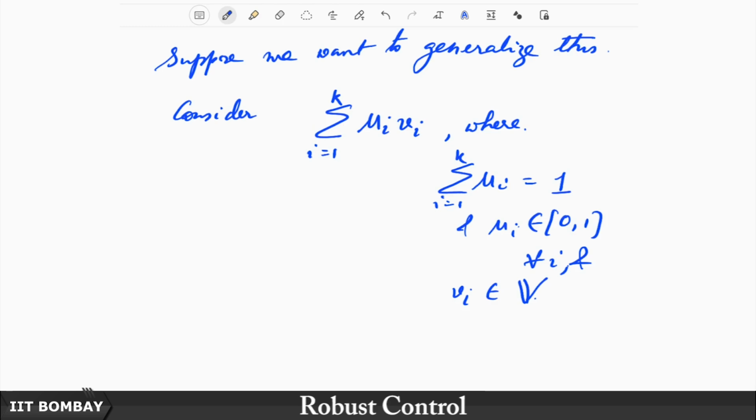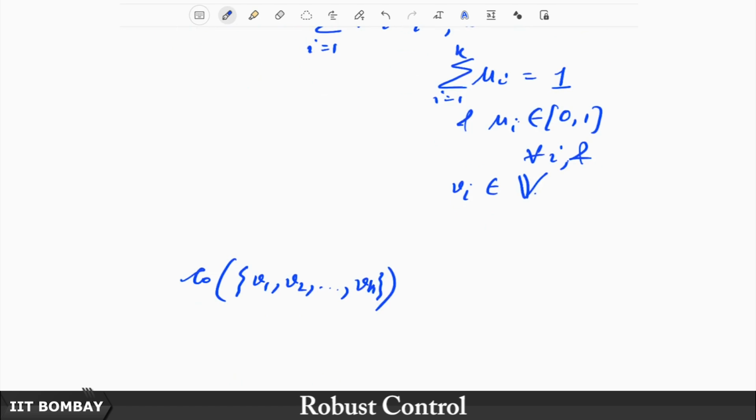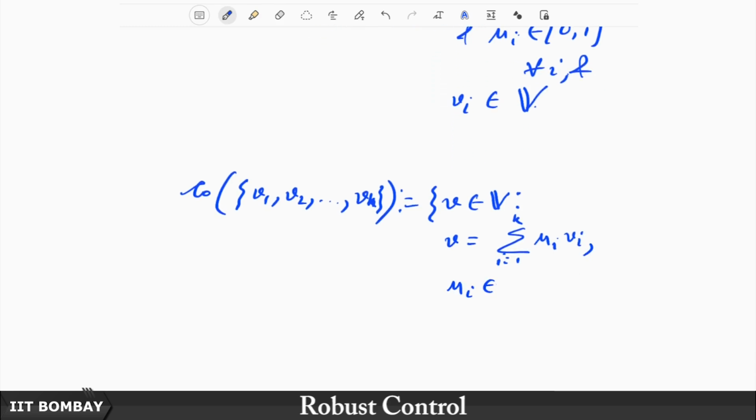But what is this object? Suppose now we want to define this object, so let us give it a name. We say CO of a bunch of vectors, let us say v1, v2 dot dot dot till vk. Earlier we had taken k, I can take n, I can take anything, let me take k to be consistent. Suppose I define this set to be a collection of all those vectors v belonging to the vector space V, such that v is expressed as summation i going from 1 through k of mu i vi, with mu i belonging to the closed interval 0 to 1 and summation of mu i equal to 1, with i going from 1 through k.